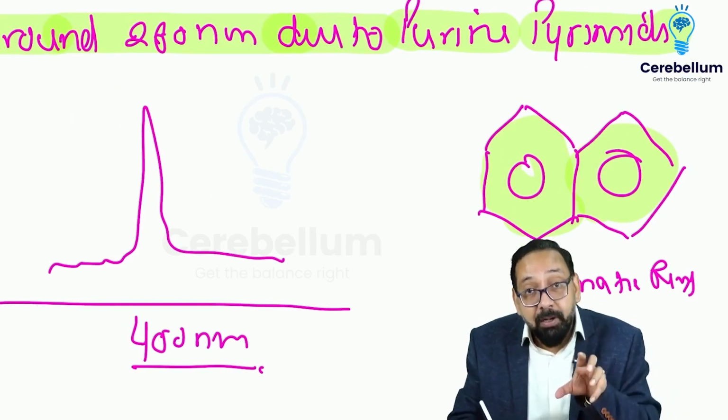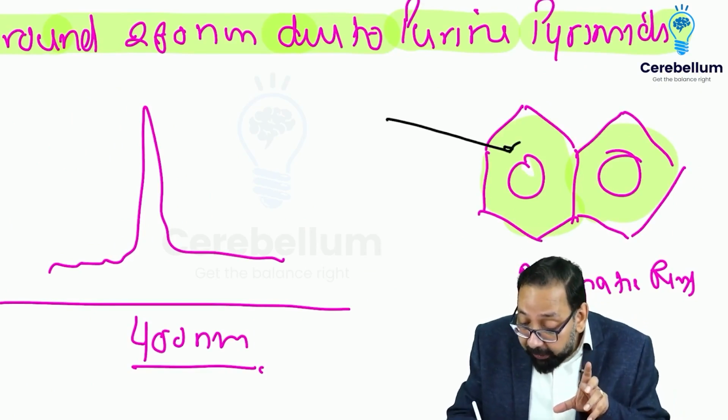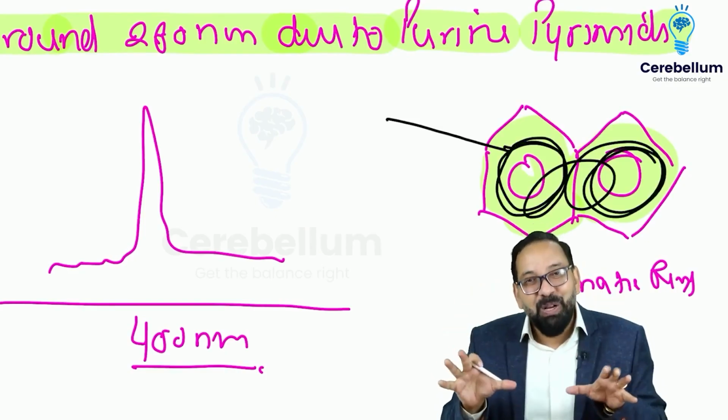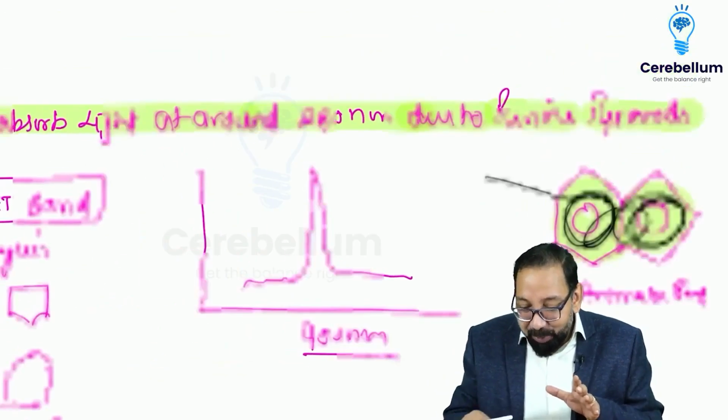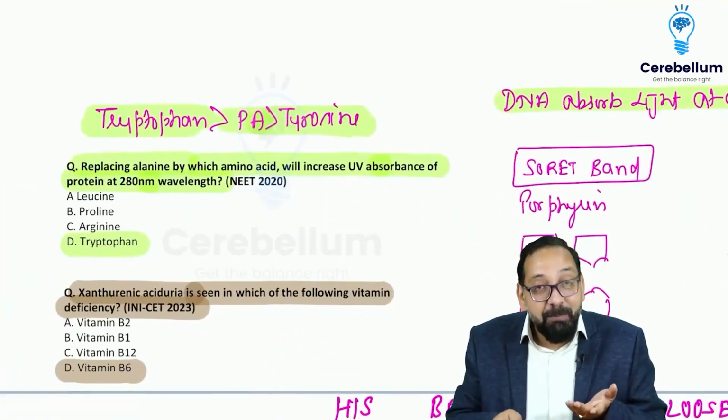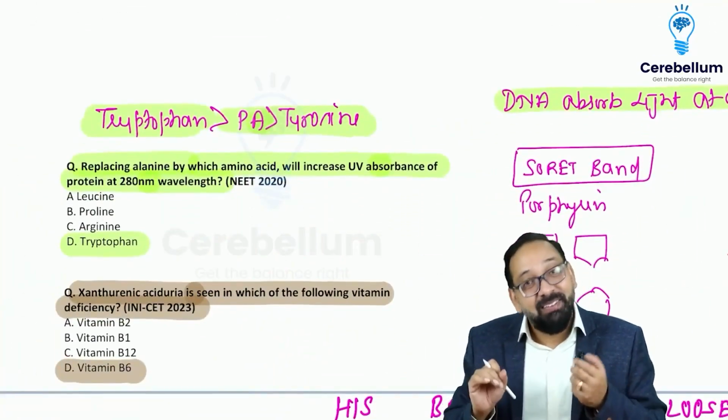If an aromatic ring is there, then light will come and it will be confined and absorbed inside. So an aromatic ring is present in purine and pyrimidine. That's why DNA absorbs light. Yes, tryptophan, phenylalanine, tyrosine are aromatic and absorb light.